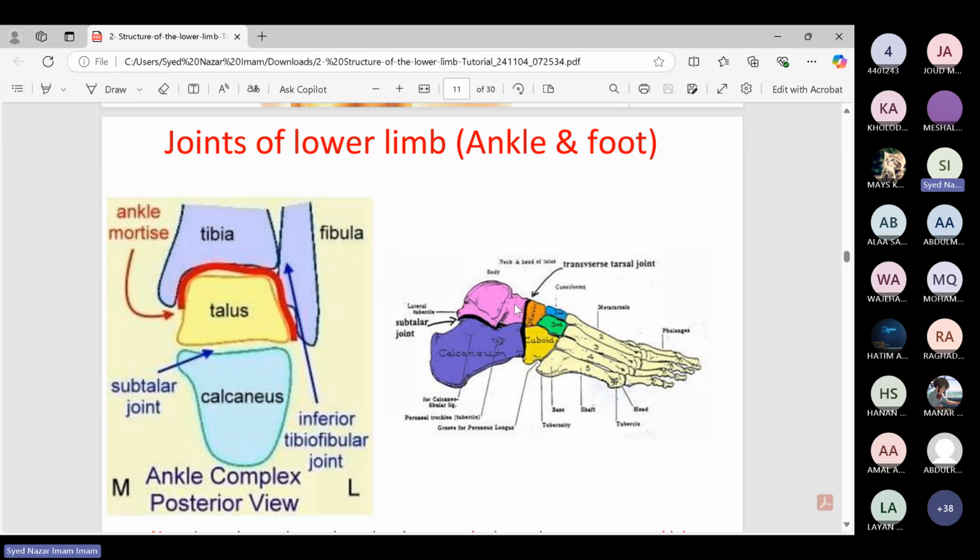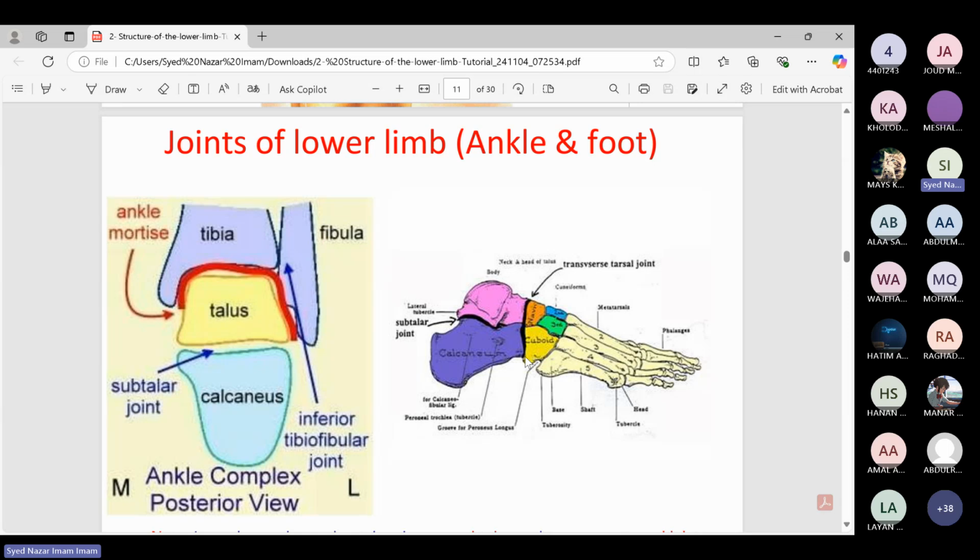Now, what movement do we have here at the transverse tarsal joint and subtalar joint? We have inversion and eversion of the foot. Remember, these four movements are very important. Two movements at the ankle joint, that is dorsiflexion and plantar flexion. So you just don't have to know about it only, rather you also have to demonstrate it in the exam.